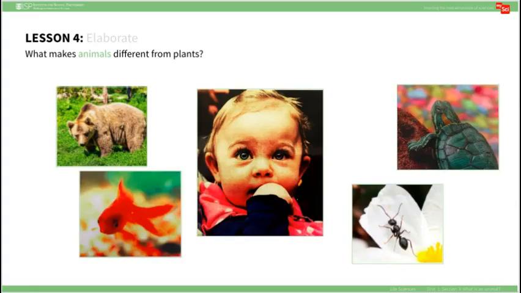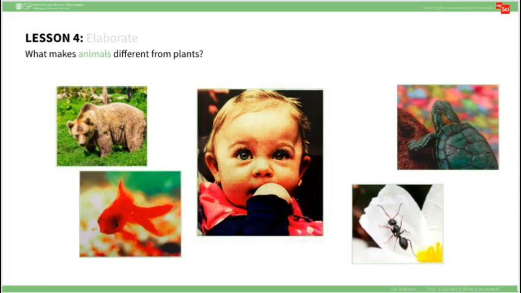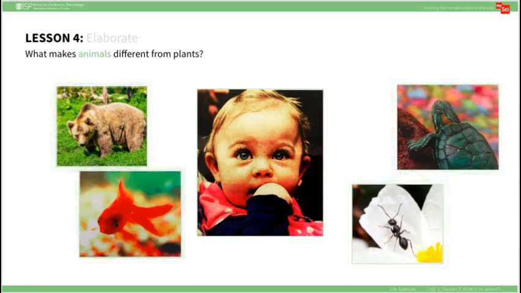In the Elaborate portion of the lesson, engage students in a discussion around the baby card from the deck of animal cards. Ask if the baby is a plant or an animal and how they know. Discuss the fact that humans are animals and have many things in common with other animals, such as parts and what they do. Use other cards from the animal deck to compare to humans.